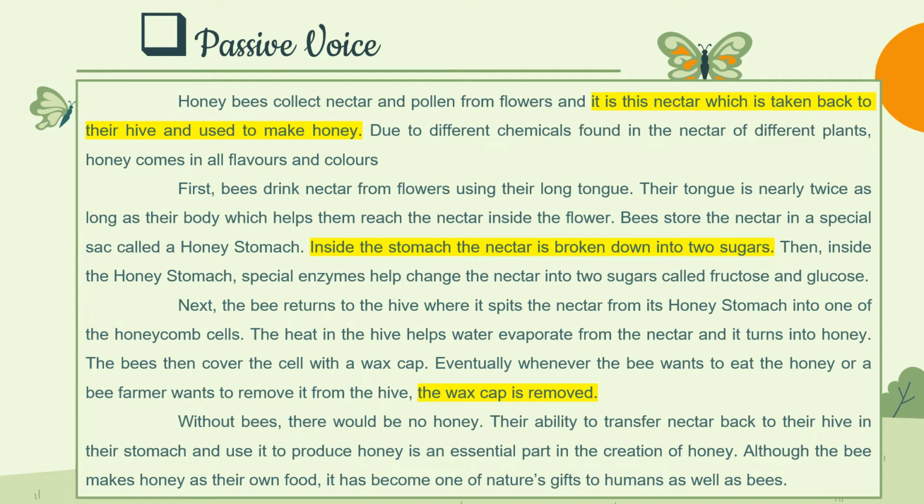Furthermore, passive voice. The formula of it is subject plus to be plus verb 3 or past participle. A passive construction occurs when you make the object of an action into the subject of a sentence. For example, it is this nectar which is taken back to their hive and used to make honey. Inside the stomach, the nectar is broken down into two sugars. The wax cap is removed.